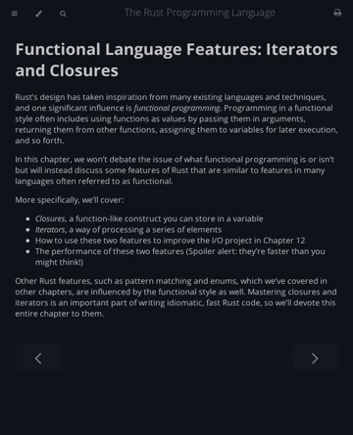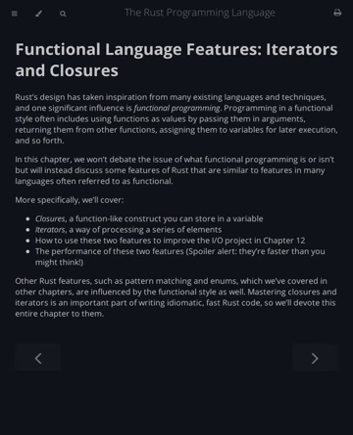Functional language features, iterators, and closures. Rust's design has taken inspiration from many existing languages and techniques, and one significant influence is functional programming. Programming in a functional style often includes using functions as values by passing them in arguments, returning them from other functions, assigning them to variables for later execution, and so forth.